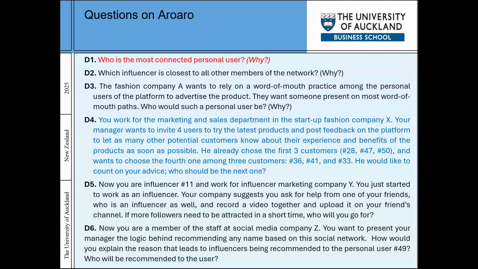Now, he has already chosen 3 customers, and these are personal users 28, 47, and 50. These are the node numbers. He wants to choose the 4th one from among 36, 41, and 33. He would like to count on your advice on who should be the next one. Obviously, the answer should be one of these 3 options, 36, 41, and 33, and these are personal users and not influencers.